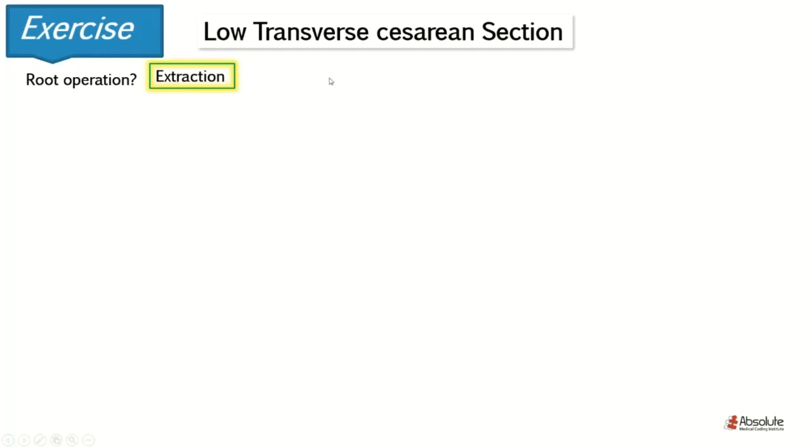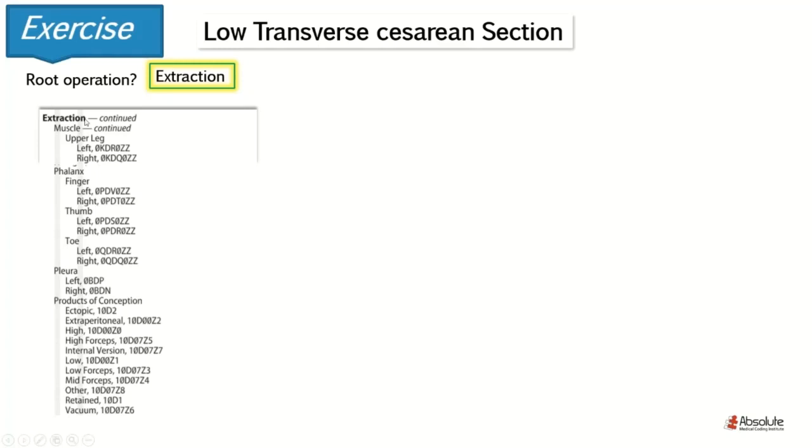So you know what we do with our root operation, we look it up in the alphabetic index. Extraction, and then extraction of what? Extraction of products of conception. And there's no code there, so that means we need to be more specific. So let's go down and boom, low. 10D00Z1. That means it was a low incision. That's where they extracted the infant from.